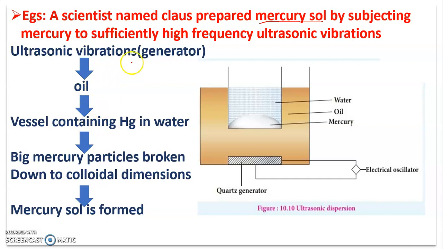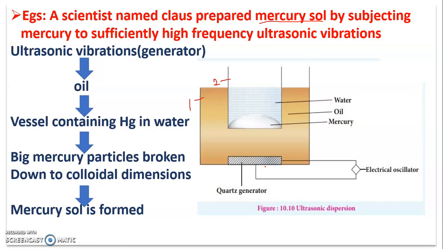First of all, what are the parts of this apparatus? There are two containers. This is the bigger container, this is container number 1, and this is container number 2. In the first container I have filled oil, and in the second container there is water as well as mercury, right? And there is a quartz generator and an electrical oscillator as well.